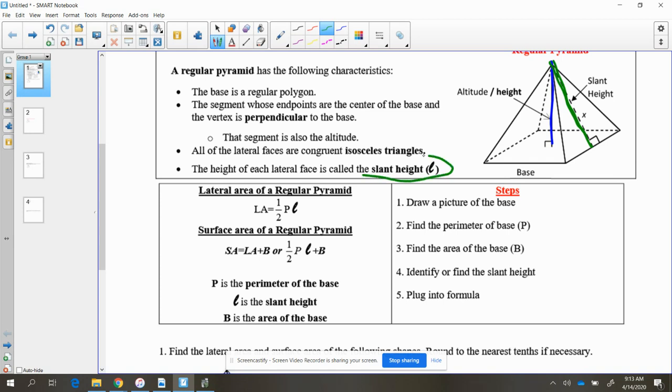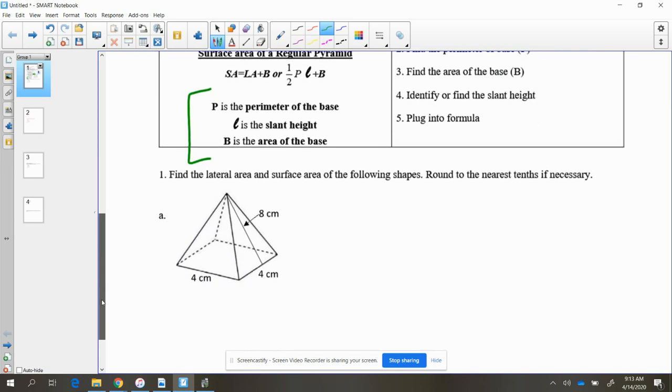Okay, so again, we're going to be using slant height in order to find these. Now, when we talk about perimeter, that's going to be of the base shape, and then big B is also going to be the area of your base shape. So again, these are basically our three components we need to find today. And in order to be successful, each time we're going to want to draw a picture of the base, find its perimeter, its area, identify what the slant height is, and plug it into our formula.